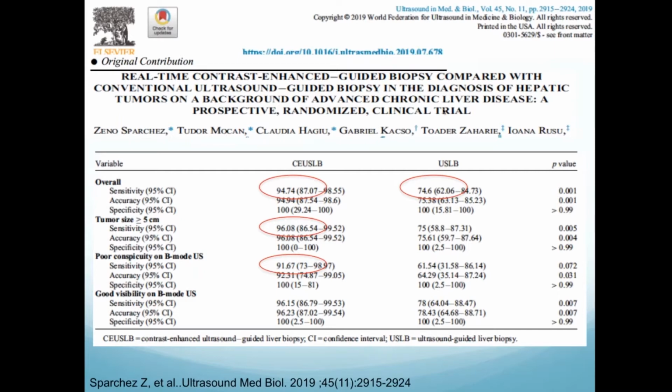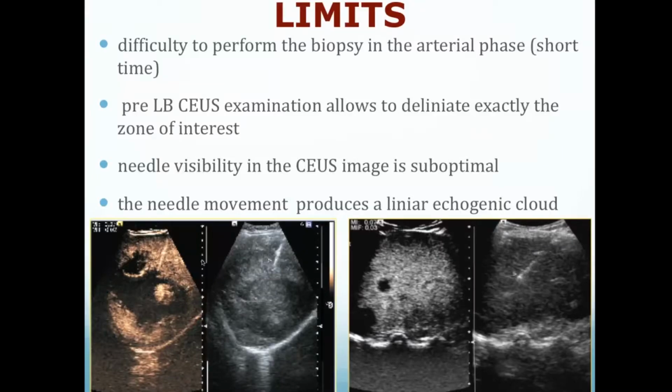And here you see on this slide that we have an increase of almost 20% of accuracy and sensitivity for all the lesions, for larger lesions, and even 30% for lesions that have a poor conspicuity on B mode ultrasound. Which are the limits?